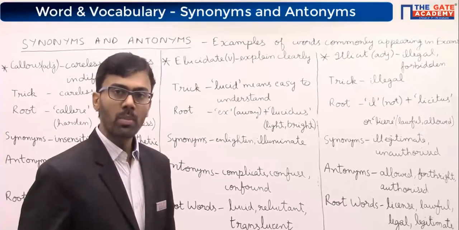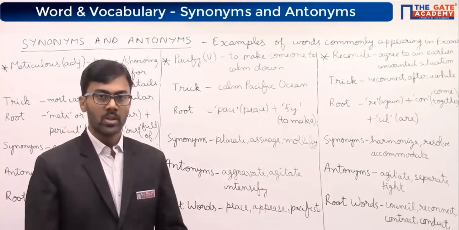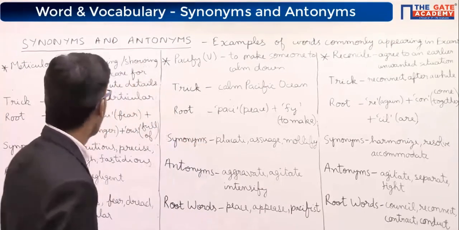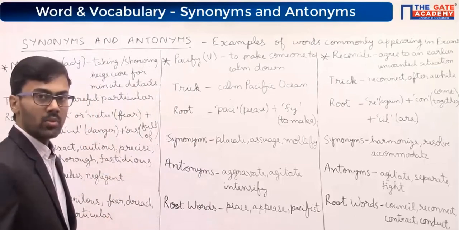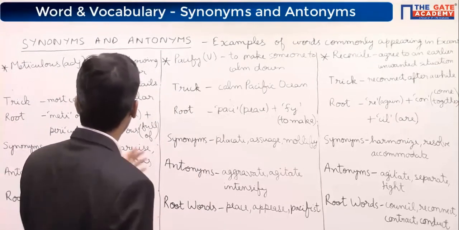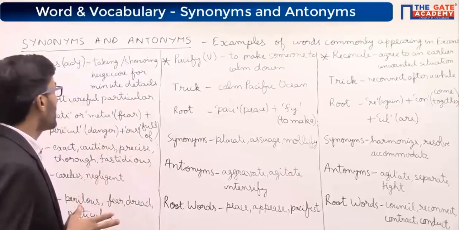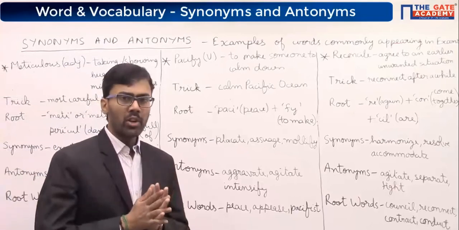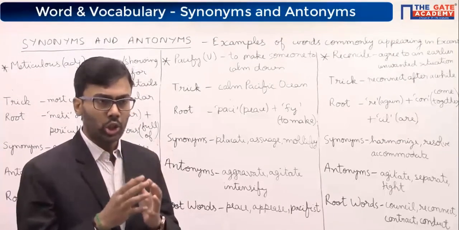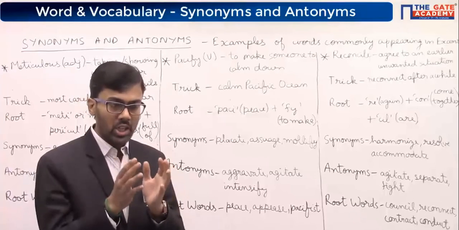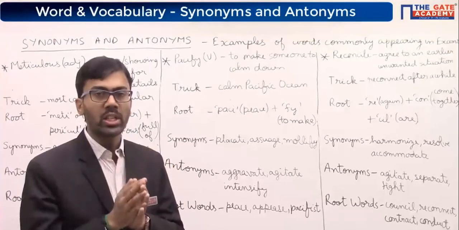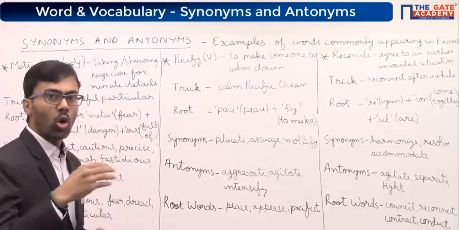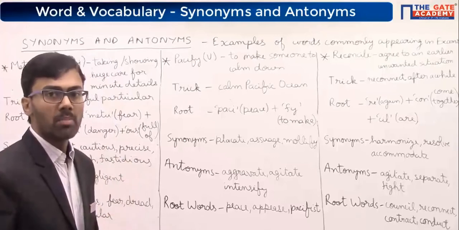Now we move on to some more examples. So now we come to the next set of words to understand synonyms and antonyms. The first one is meticulous, which is an adjective, which means taking or showing huge care for minute details. That is, whenever great care is shown or great attention is paid to small details to get everything right, even the small details, that quality is called meticulous, that is, someone or something is meticulous.